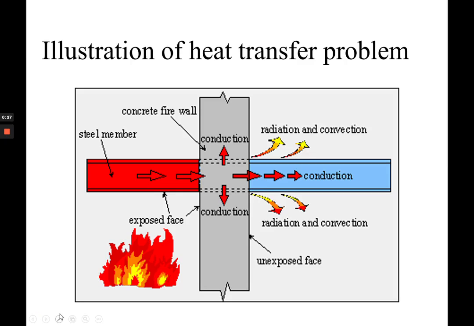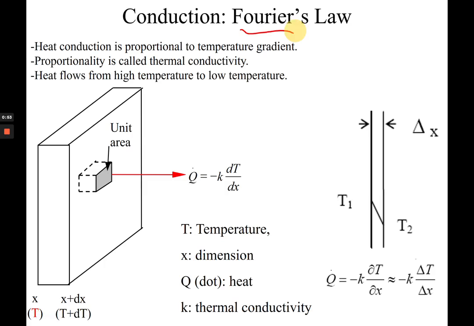So if we look at our heat transfer problem again, we're talking about fire giving heat to the structure, and then heat transfers within the structure by conduction. We're trying to find out how conduction happens. Of course, we have Fourier's law of heat transfer, which relates heat to temperature gradient. We're trying to find out temperature distributions within the structure. That's what we're looking for.